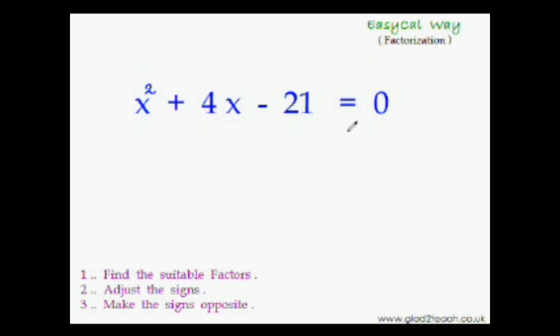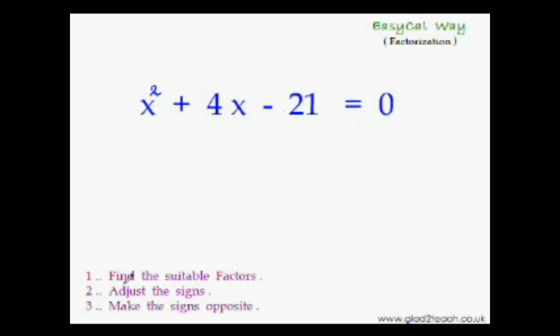Alright, so let me put down the steps for you. The first step is to find the suitable factors. So the two factors of 21 whose sum or difference is 4 would be, right, 7 and 3. So now we can adjust the signs. Since the difference is a positive number, that means the bigger number out of these two numbers must be positive. That means 7 will be positive.